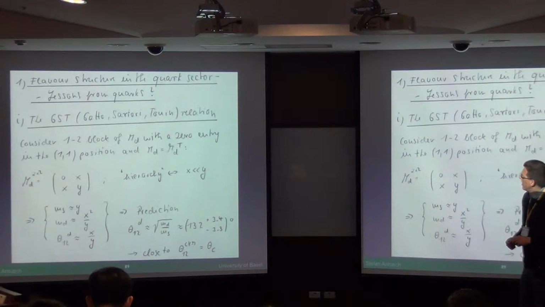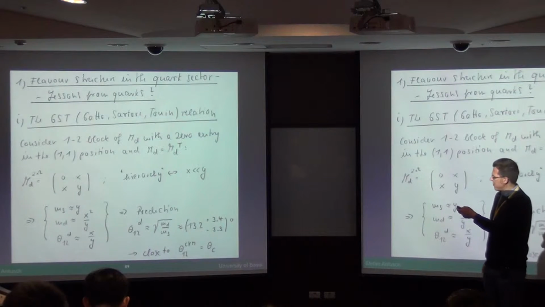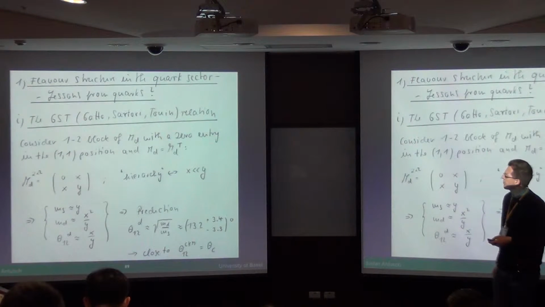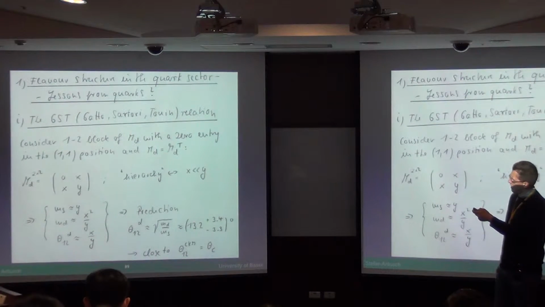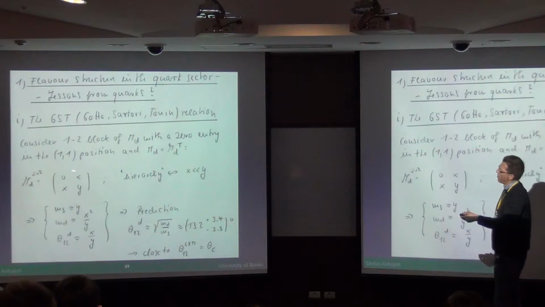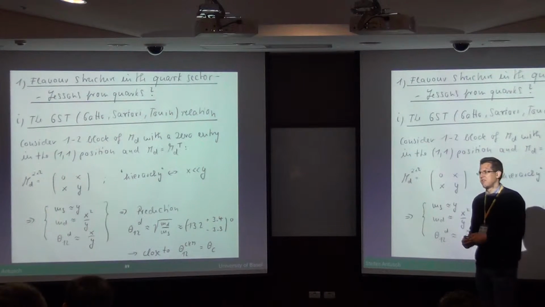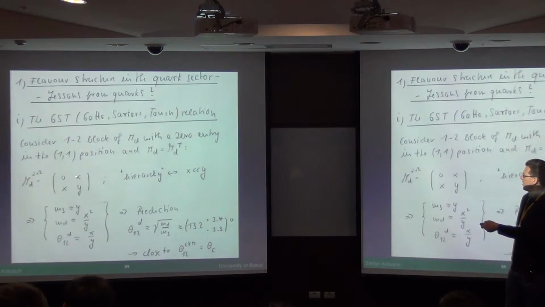It comes about when you look at the 1-2 block of the mass matrices in the quark sector. For instance, if you start with the down quark sector, and you make a very simple assumption, which is that the 1-1 position of this mass matrix has a 0 or very, very small entry. If I write a 0 here, it doesn't have to be an exact 0, it can be something which is just much smaller than the 1-2 and 2-1 entries. And you may also just assume that this matrix is symmetric.